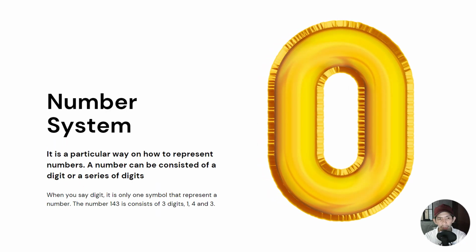Number system, it is a particular way on how to represent numbers. Ito yung ginagamit natin para mag-represent ng isang numbers, and it is composed of digits or a series of digits. For example, 100 is composed of 3 numbers, 1, 0, and 0. Like the example you see here on the slide, we have 143. It consists of 3 digits, which are 1, 4, and 3. That is the number system.